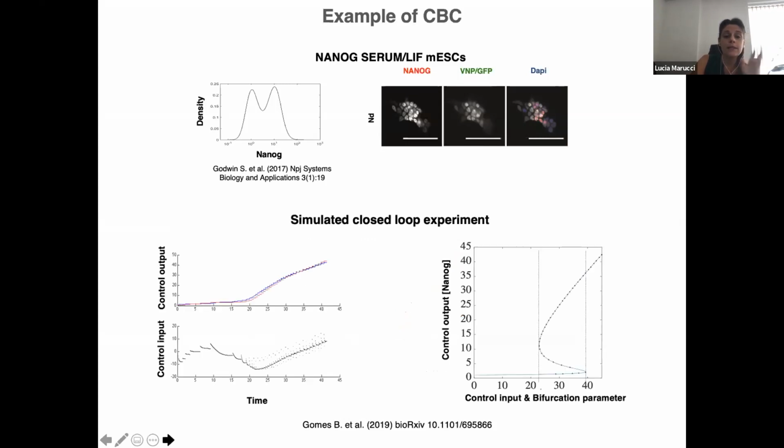While, at least in silico, applying CBC, if we properly design a control reference as a step function, we should in principle be able to stabilize also the unstable solution in such a way that offline we should be able to reconstruct the full bifurcation curve.